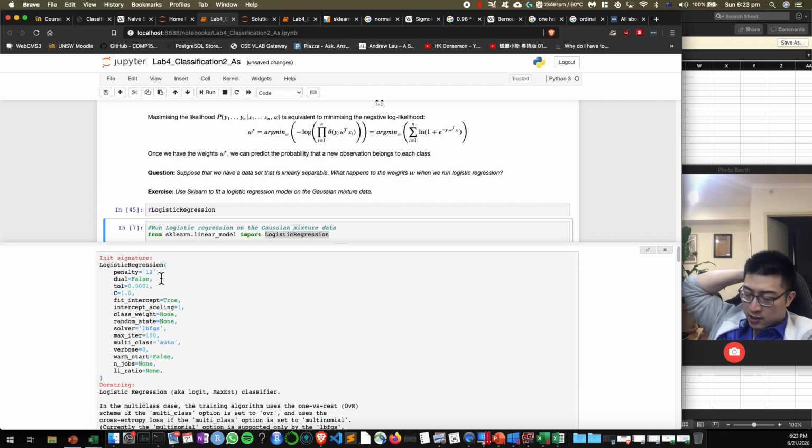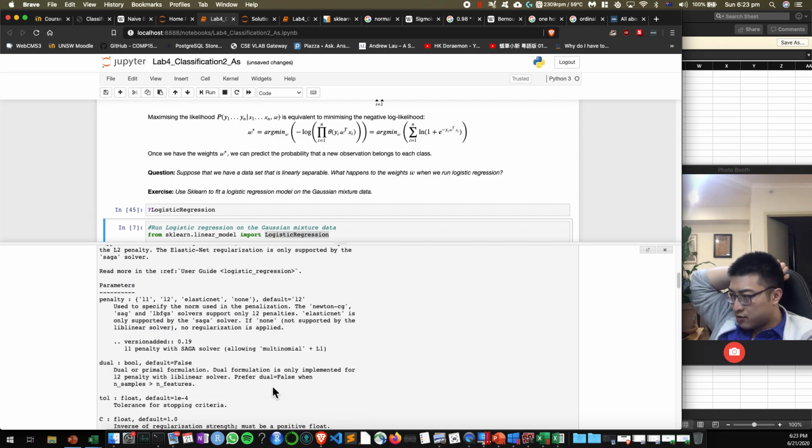L2 is ridge regression. L1 is lasso regression. I think they might have elastic net, do they? Oh, they do elastic net, cool. You can use elastic net. Elastic net is like a blend of these two, which is pretty sick.